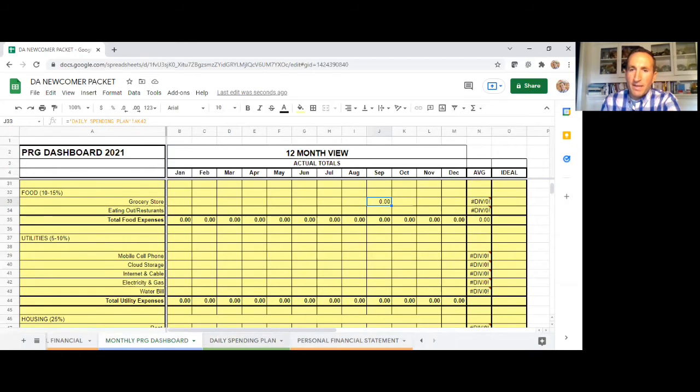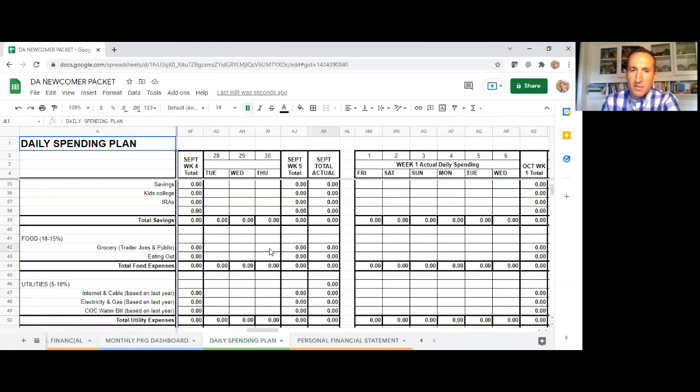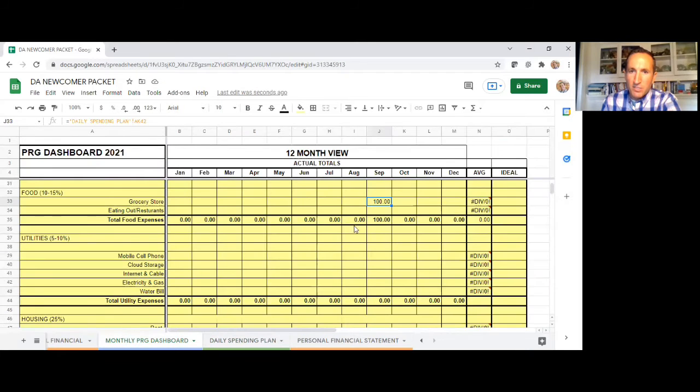So if we go back in and we realize that that number is, just for easy numbers, $100. It's going to tally for the week, it's going to tally for the month, and when I go to the monthly spreadsheet, $100 is going to show there. Okay, so again, that's simple, all you do is put equals. Let's do it here for eating out. So we'll put September equals.